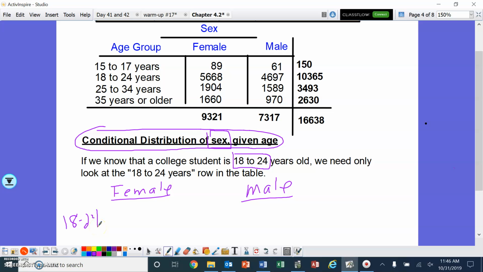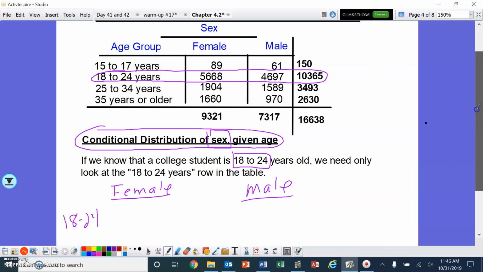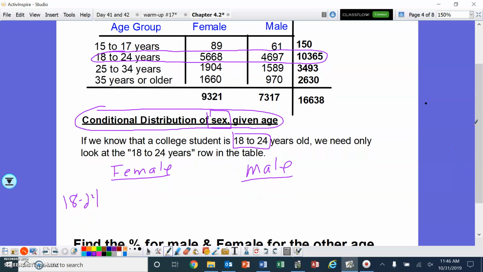Well, if we're looking only at that age group, we don't care about the rest of the table. Looking at this is going to be big when we get to the probability unit, okay? Because it's almost identical, but right now we're just finding percentages. All right, so we'll start with the female. So we've got 5,668 female, but we're only interested in that age group, so that's out of 10,365. That's approximately 0.547 or 54.7%.